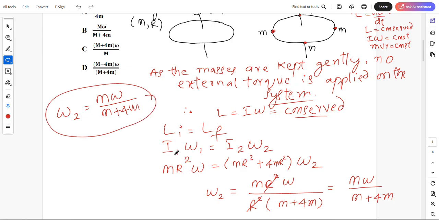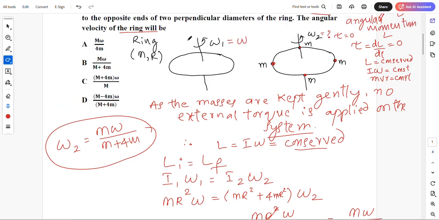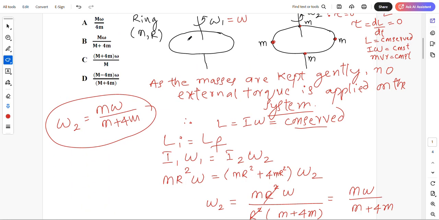Hope you understood. Li is equal to Lf because angular momentum is conserved. I1 omega 1 is equal to I2 omega 2. What is I1? I1 is nothing but the moment of inertia of only the ring in the initial case. Okay, this is the initial angular momentum. At that time only m r square omega is there. That is equal to Lf, the final angular momentum.